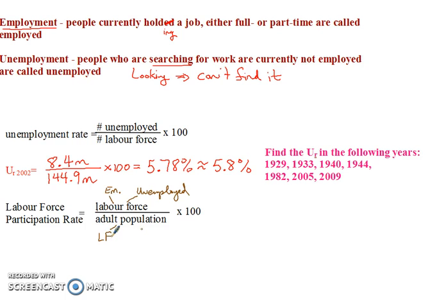Now, the total adult population would include the people that are in the labor force looking for work, but it would also include people who are not currently searching for work. They're not looking for work for all kinds of reasons. Maybe it's a stay-home mom or a stay-home dad taking care of the kids and they're not looking to go to work. That would be fine, and economists really don't have anything to say about that in terms of good or bad.